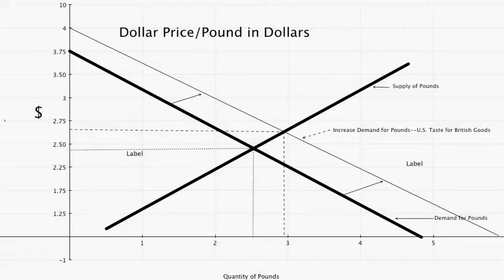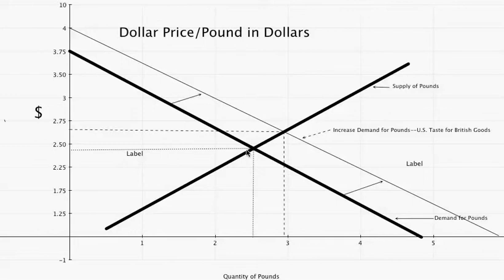As you can see here, what we have is what we refer to as a direct quotation, and that simply means that it is the dollar price per pound. In this particular example, visualized by the dark demand and the dark supply, we have equilibrium, and this equilibrium right now is, we'll say, approximately $2.40 in dollars to acquire a pound sterling.